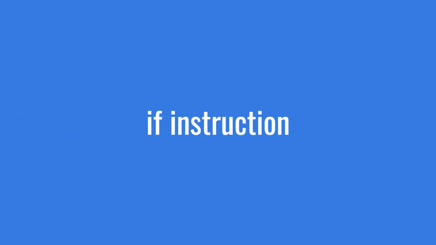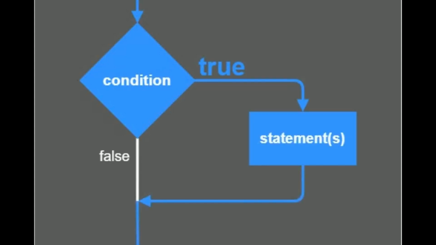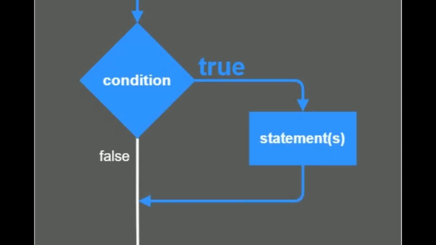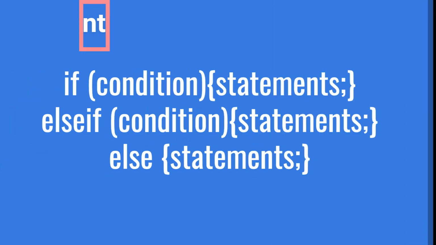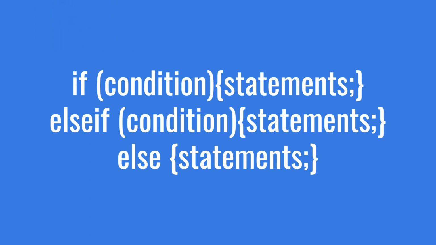The if instruction is used in a program when we need to check if a condition is true or false. If it is true, it will do an action. If not, it will do another action. You can use the if instruction and write it as you see on the screen.